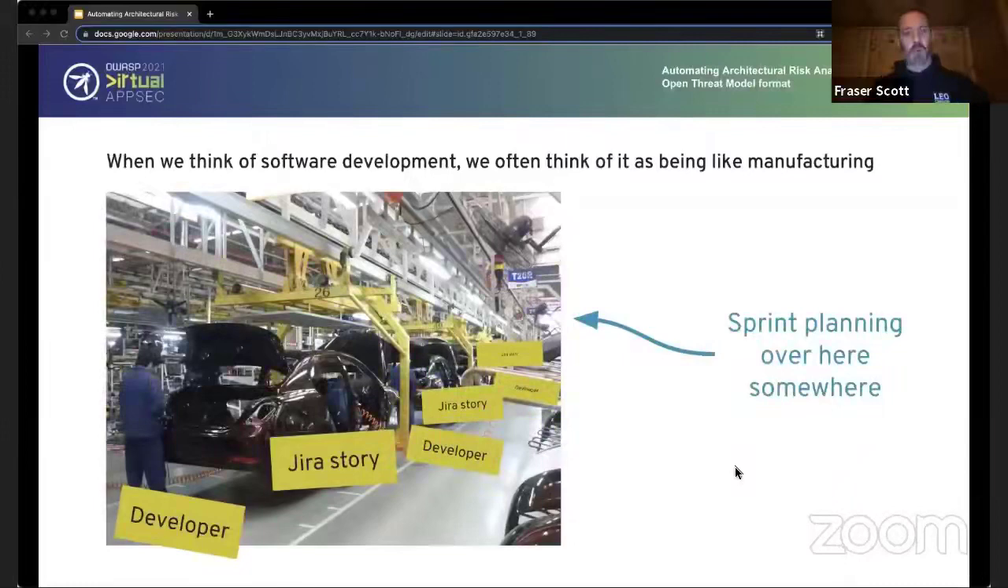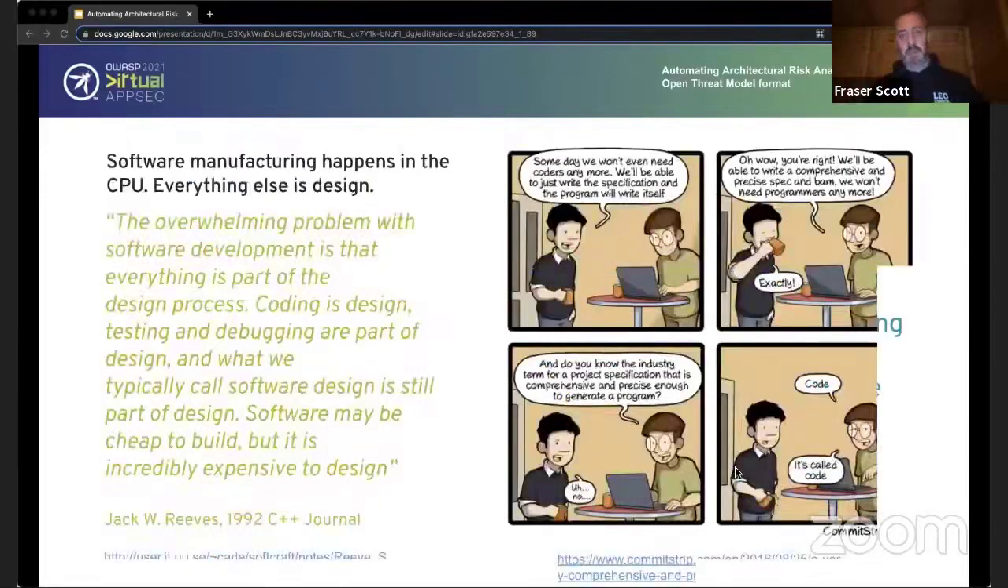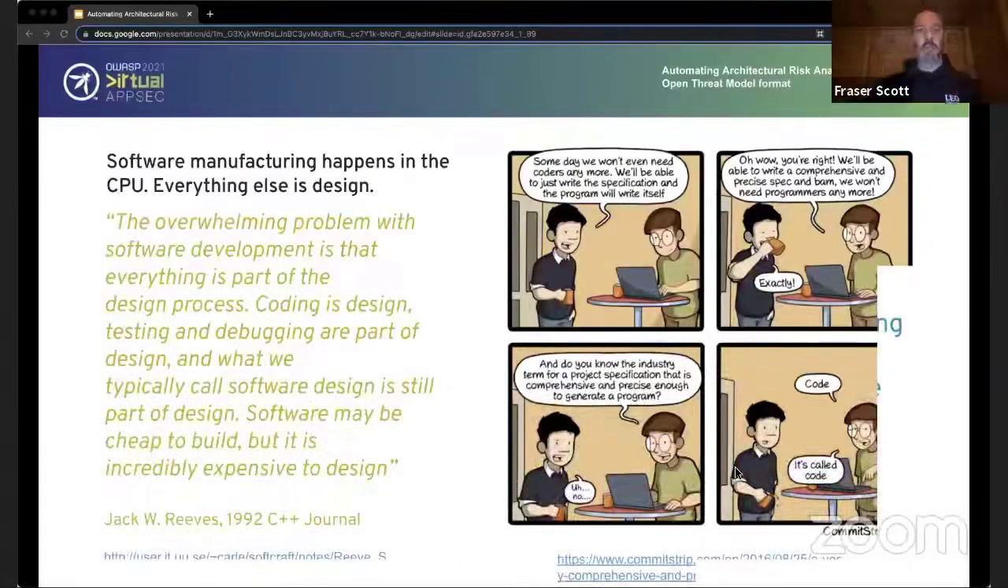Yet, when we talk about software development, we often think of it as being like manufacturing. We use the same kind of terminology, like pipelines and batch and work in progress and deliverables and all that kind of stuff. You have this conveyor belt of Jira stories that developers work on, and then some sort of sprint planning happens over there. But actually, analogies gone wild here. Software development is a lot more like art than it is manufacturing.